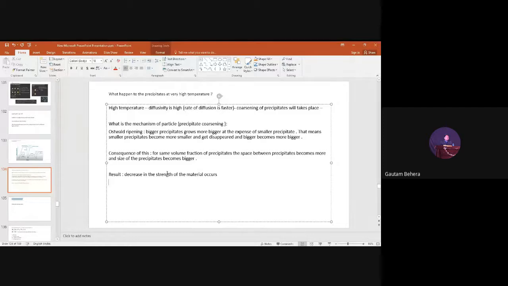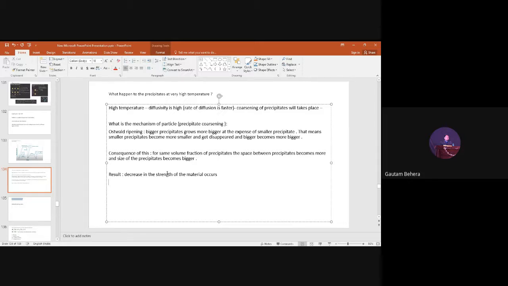So what is the final conclusion? If we have a precipitation strengthening material, the precipitate becomes coarser with time, with the temperature, right? So there is a boundary. That means precipitation strengthened materials should not be used at a very high temperature. It should be used at a high temperature, but the temperature should not be very high, where the precipitate will get soluble and the coarsening of the precipitate will take place.